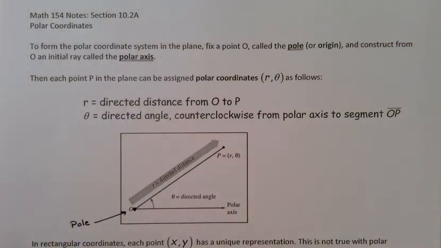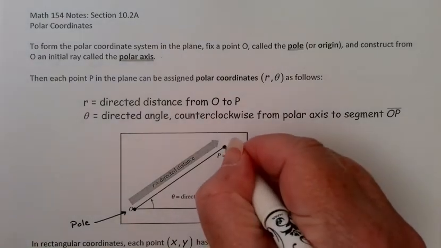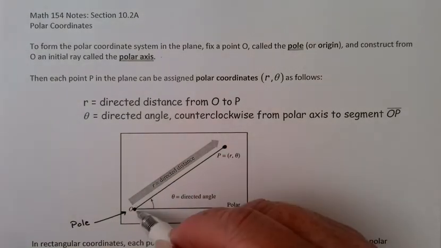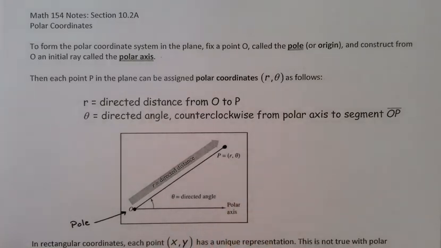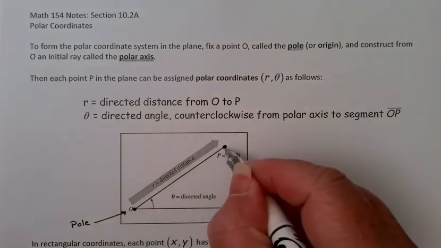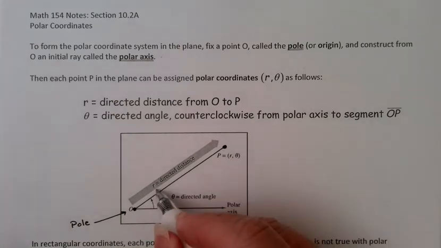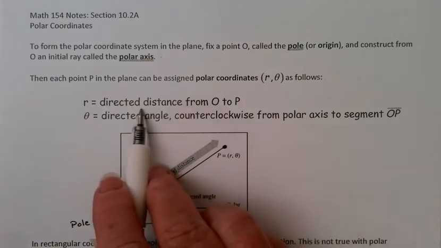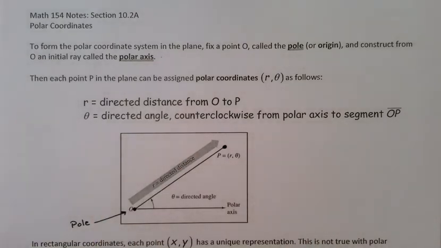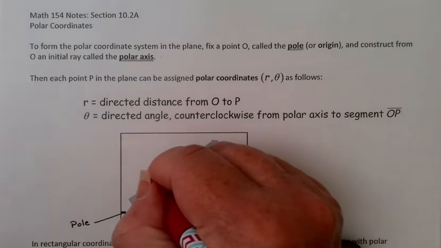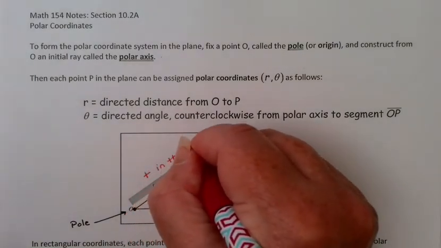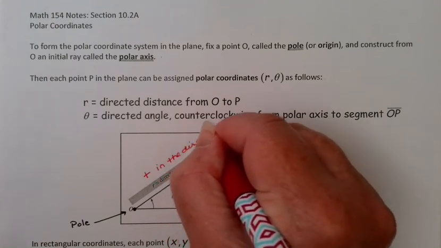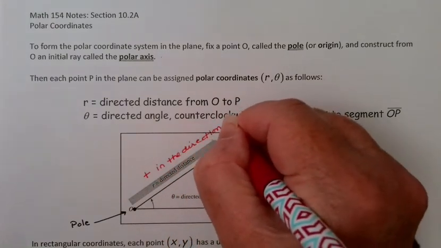And from O, if I'm trying to locate this point P, the first thing I do is construct this ray that goes from O to P. And that distance from O to P is called r. We say r is the directed distance from O to P, with positive being in the direction OP.